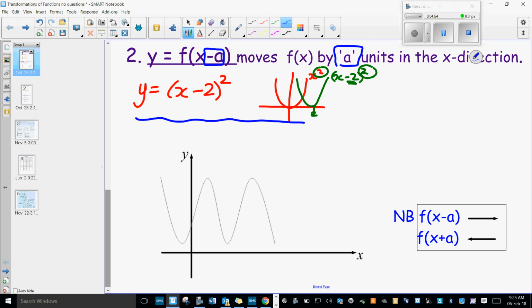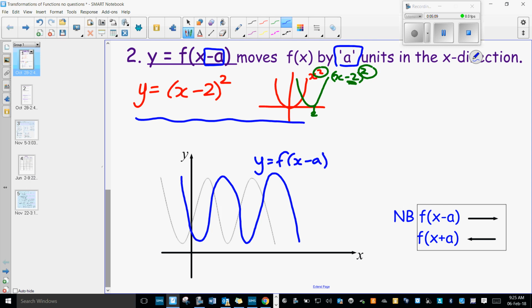So that means this would be y equals f(x minus a), whereas this measurement here is a units.